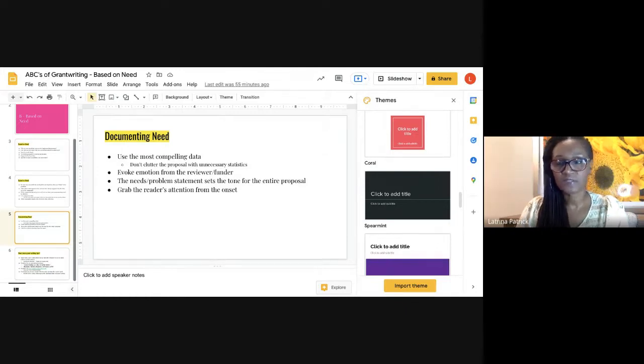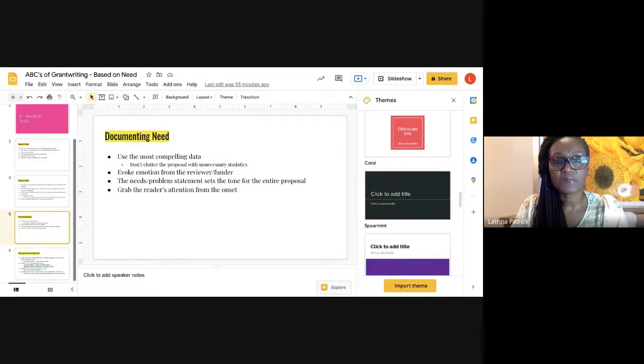So find those 2 to 3 really compelling facts that you can use to support your case, and not throwing in everything that you find, because it kind of waters down the most important stuff when you throw in a bunch of data all at once. You want to evoke emotion from the reviewer and from the funder. So using that compelling statistical data, that's going to help you do that. You really want them to feel something when they're reading your narrative.